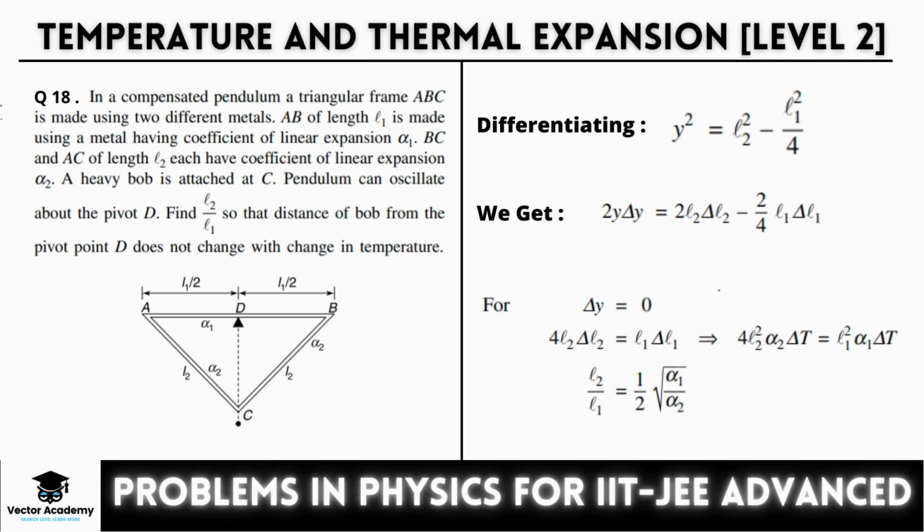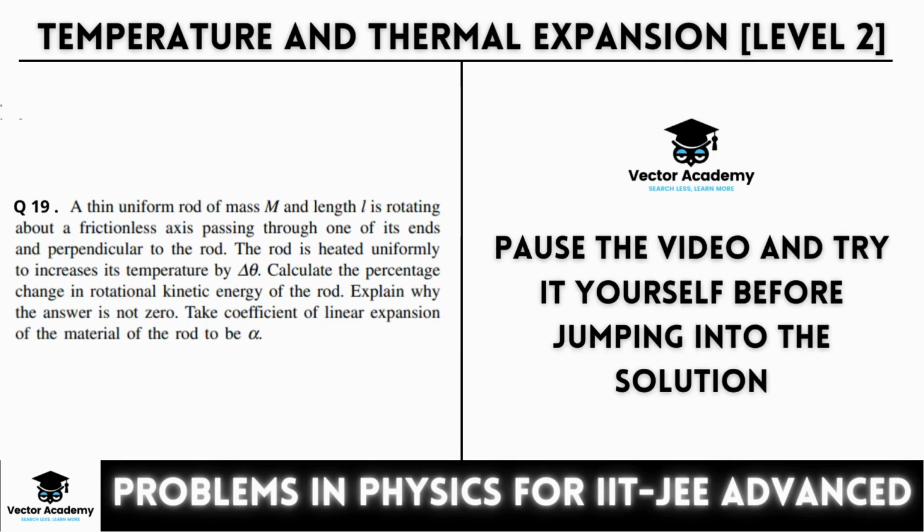Distance of Bob from the pivot point D, that is y, should not change with change in temperature. Change in y, that is delta y equals 0. Putting delta y equals 0, we get 4L2 delta L2 equals L1 delta L1, or L1 upon L2 equals 1 by 2 under root alpha 1 upon alpha 2.